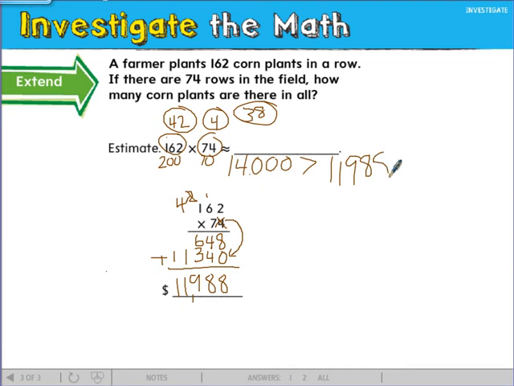Is that close? Whoa, hard. It's 1,000 away from it, but I figured it should be less than the estimated answer, and it is, and it's pretty close. So I would say that yes, we're good. Okay?